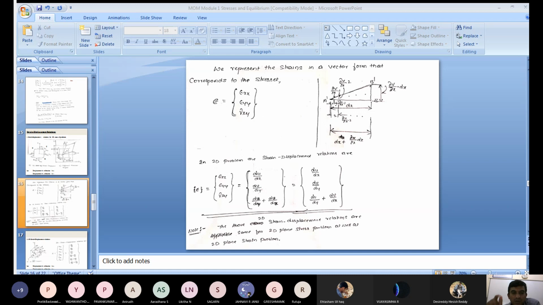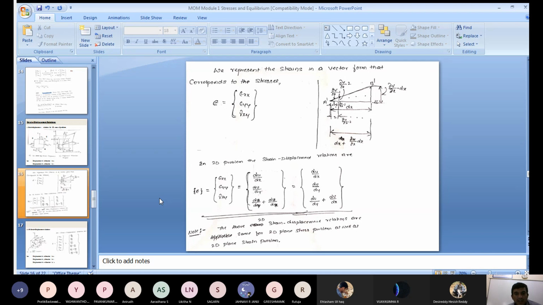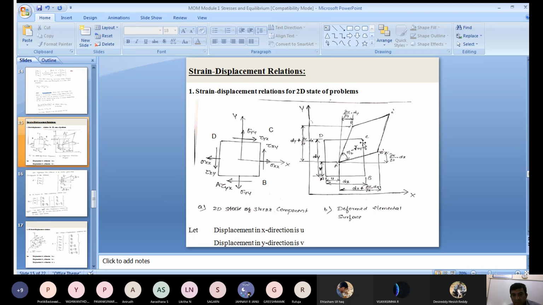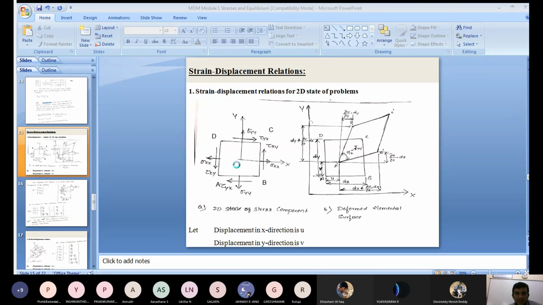Epsilon xx is equal to, what is the strain formula? Change in dimension to the original dimension. Here I am writing normal strain in x direction, it is equal to change in dimension along x-axis, which is du. What is the original length? Original length along the x-axis of the element is dx. See in the sketch here. In figure B, what is the original length along the x-axis? The AB, it is dx. Change in length is how much? The displacement in x direction is u. Change in displacement is nothing but du. It's a differential term.